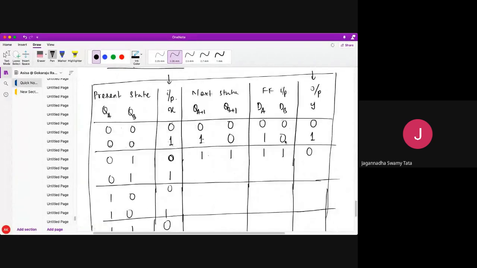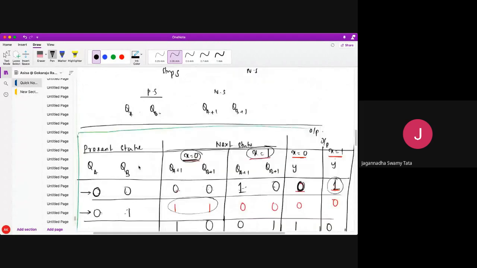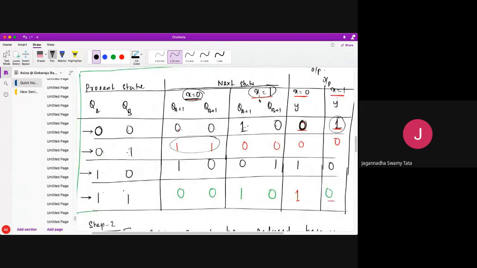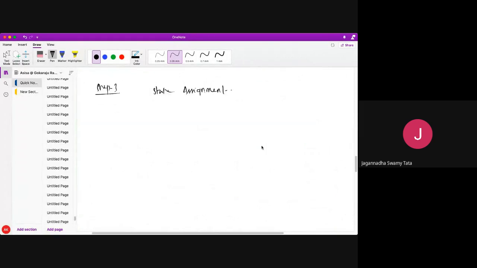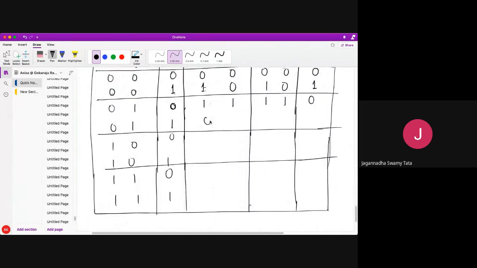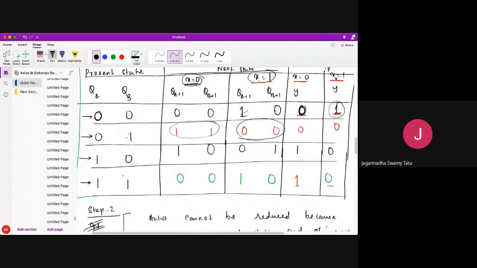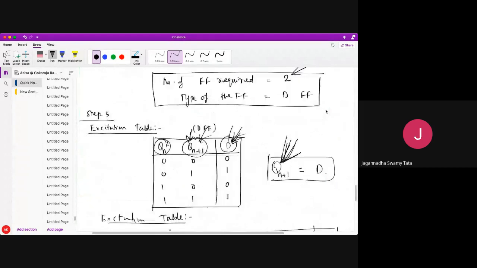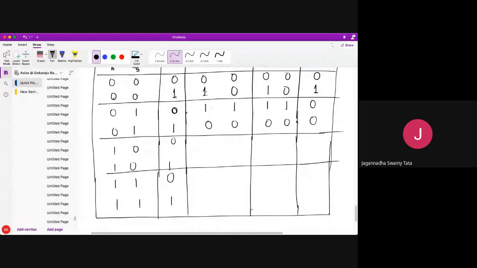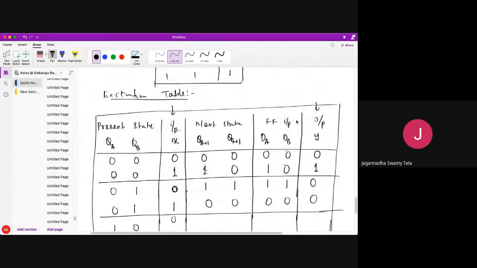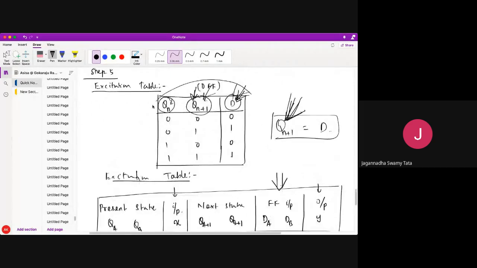Now for present state 0 1, input 1, what is my next state? 0 0. My next state is 0 0. Then what is my D? Same. And what is my output? For input 1, my output is 0. So that I'm going to reflect over there. I'm just seeing the state table and reflecting it in the excitation table. The only extra thing I am doing here is the flip-flop input. The flip-flop input is nothing else from the excitation table. As you know, my flip-flop input is the same as the next state, that only I am just reflecting over here, nothing else.